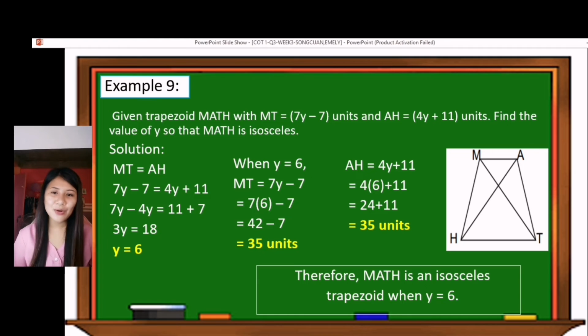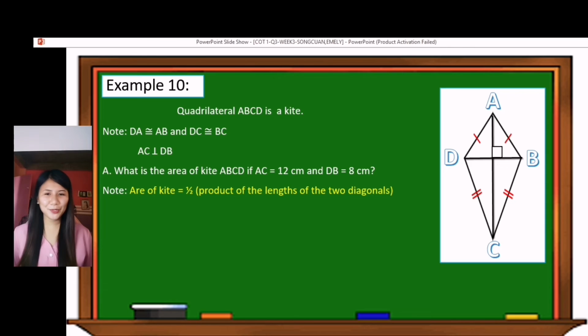Next is the diagonal AH, which is equal to the original equation, 4y plus 11. Then, same procedure, substitute the value of y, which is 6. So, 4 times 6, that is 24, plus 11. What is 24 plus 11? Okay, correct. That is 35 units also. Therefore, MATH is an isosceles trapezoid when y is equal to 6. Example number 10.